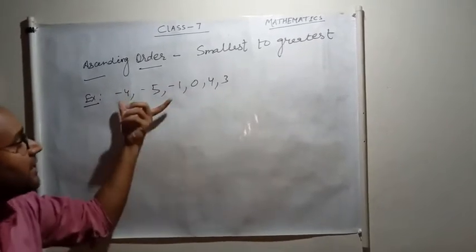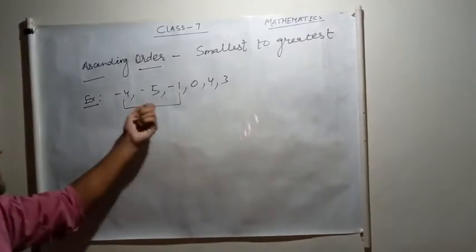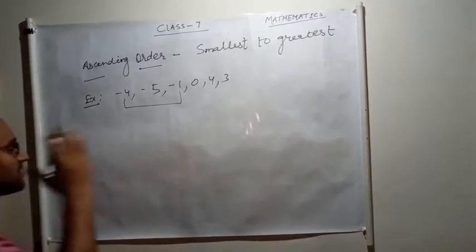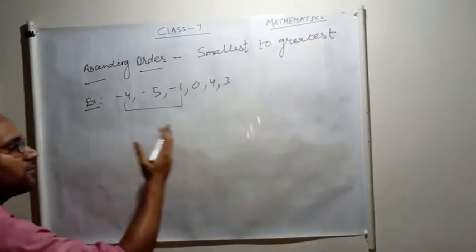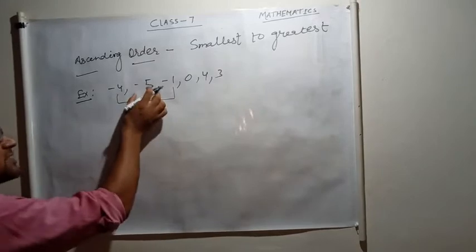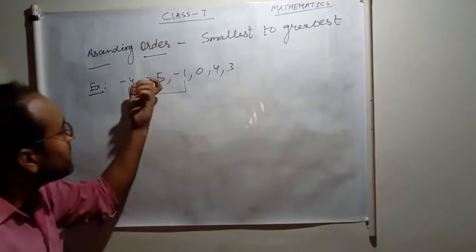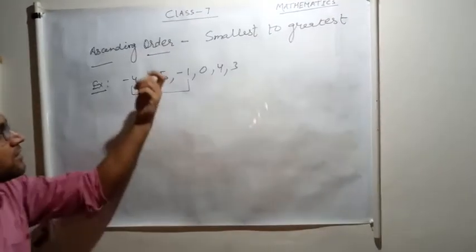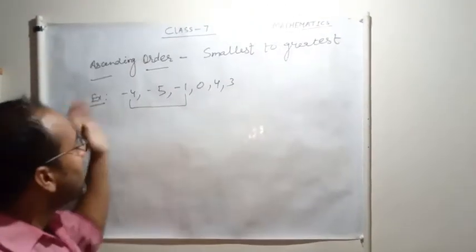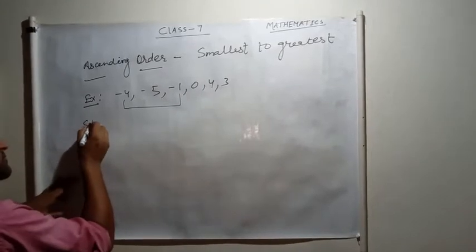For negative integers, first we look at the negatives. There are 3 negative integers: -4, -5, -1. Which one is smaller? You can remember the statement: when we go from right to left, the value of integers is decreasing. So -5 is the smallest one here. First we write -5, then -4, then -1, then 0, then 3, and then 4. 4 is the largest integer here. So your solution is like that.